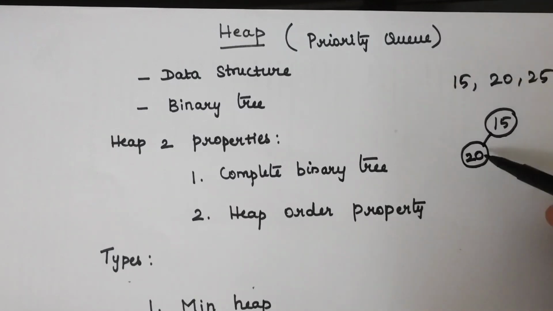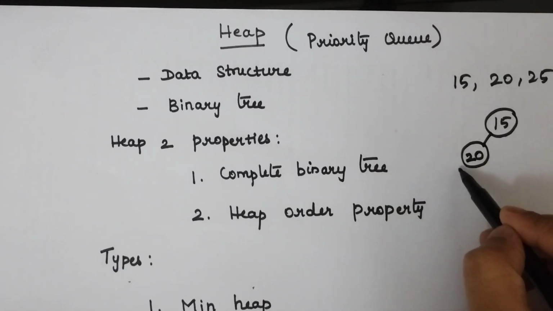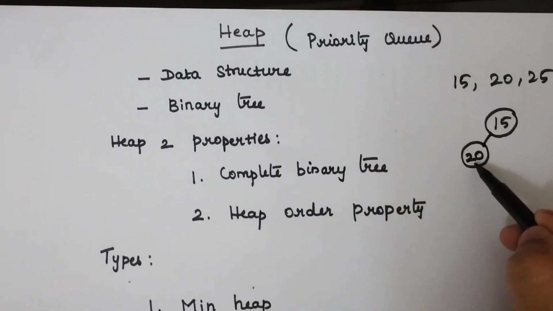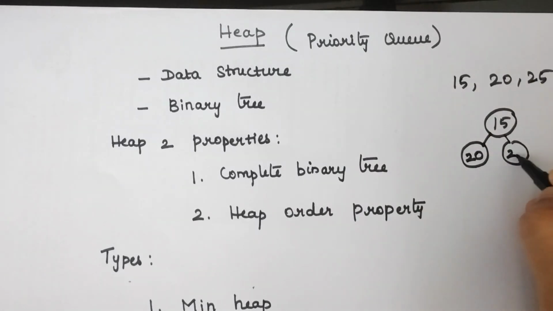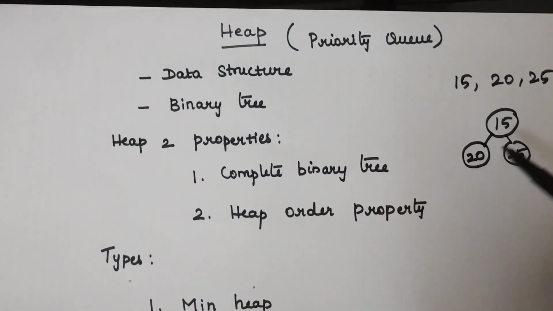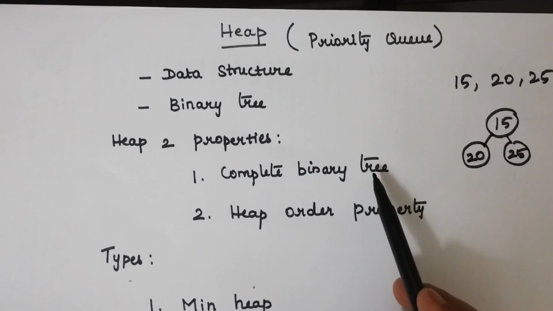This 20 should be inserted in the last level. That is, this is the last level for this tree now, and you have to start inserting from the left. First the left child node should be filled. After filling the left child node, you can go for the next right child node. So coming to the next value, which is 25, this 25 should be placed at the right child node. Likewise, you need to construct the heap tree based on this complete binary tree property.